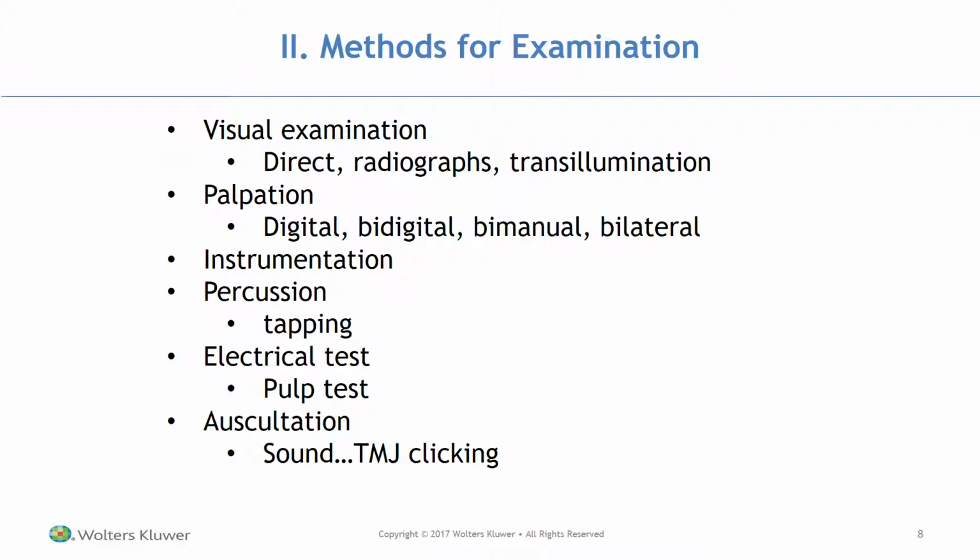Then we have the electrical test, which is a pulp test, and they put it on the tooth, and there's a normal range where they should feel some tingling there. It's not painful unless the pulp is diseased. So we can have a hyperreaction where you barely turn it on and they're jumping out of the chair. Or you can have a hyporeaction, which is where they turn it all the way up and the patient doesn't feel a thing. And that means that the nerve has died.